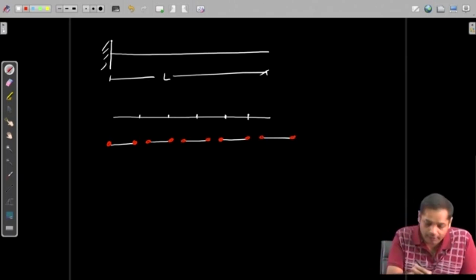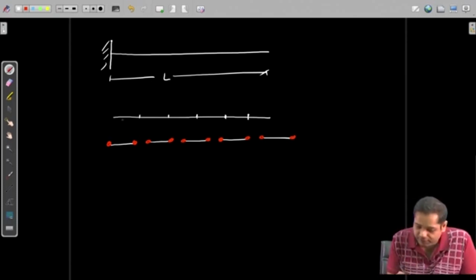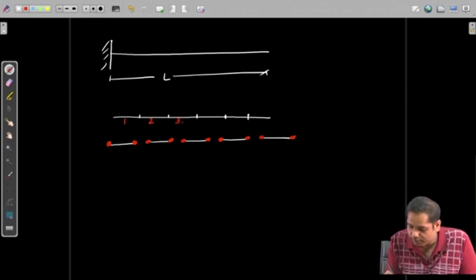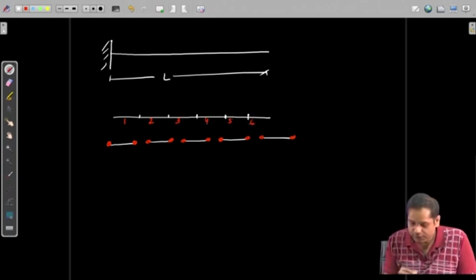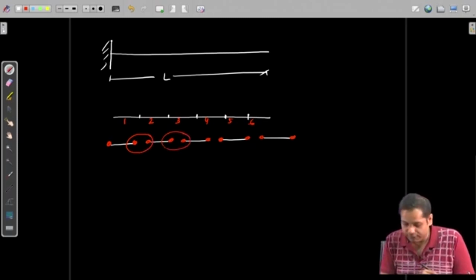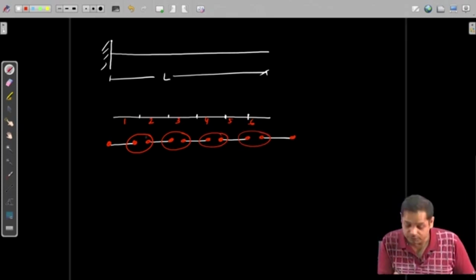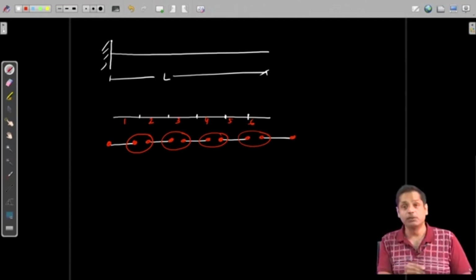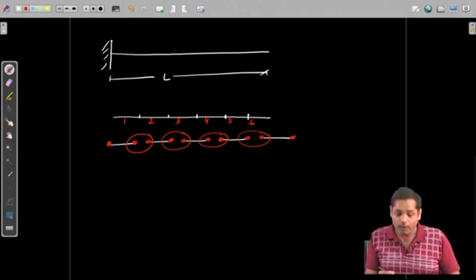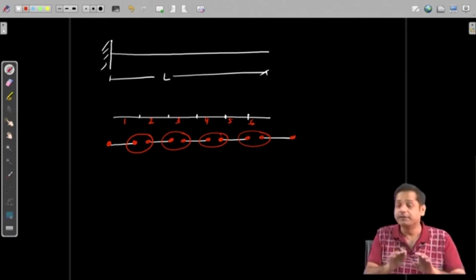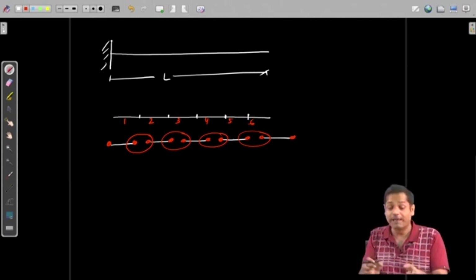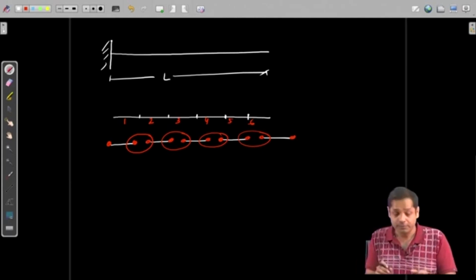Suppose this is element number 1, this is element number 2, and this is element number 3, 4, 5, 6. Elements 1 and 2 are connected here, elements 2 and 3 are connected like this. From element 1 to element 2, the information passes through this node. From element 2 to 3, information passes through this node. These are common nodes. Once we have divided the entire problem into small line segments, in this case, we call it a beam element.